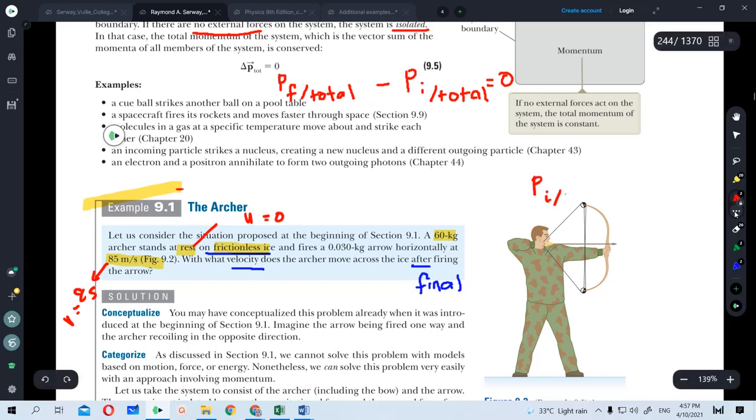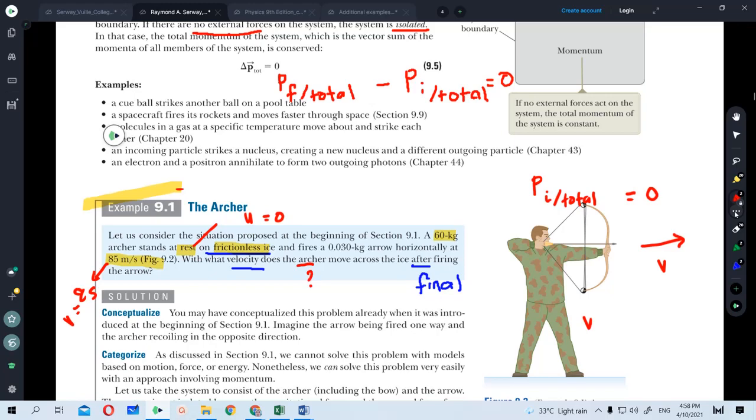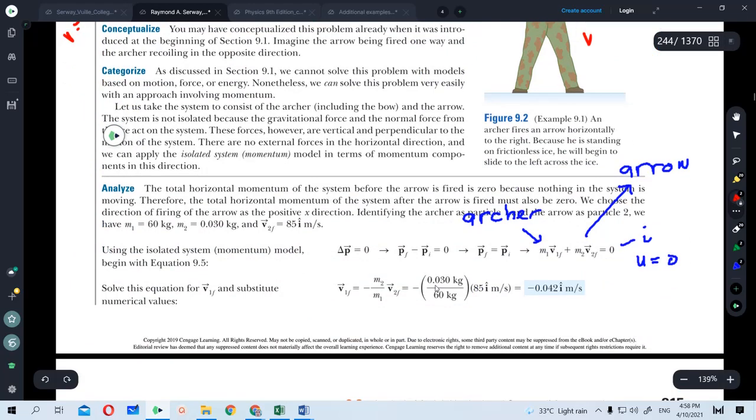that the total momentum initially for both is actually equivalent to 0. But right after that, he released the arrow. By releasing or firing the arrow, the arrow now has velocity. Since the arrow has velocity, you will find that he and the bow will also acquire velocity. And that is the velocity the question is asking for.